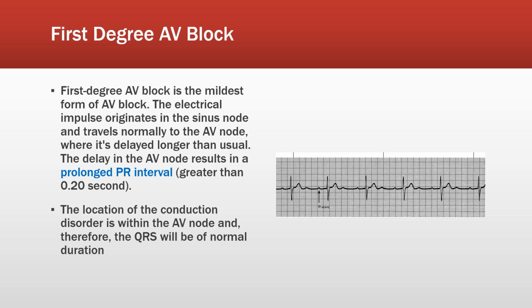And it's going to be consistent across the board. So it's a consistent prolonged PR interval. So you've got your P wave, your P wave, your P wave, your P wave. And so you would measure out your PR intervals all the way across, and you're going to see that it's a consistently prolonged PR interval. That's a first degree heart block.